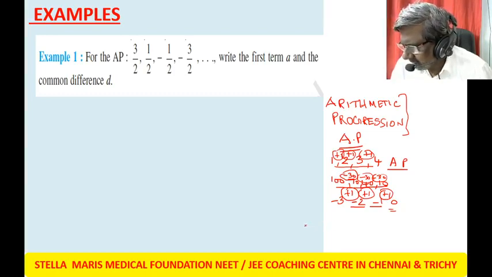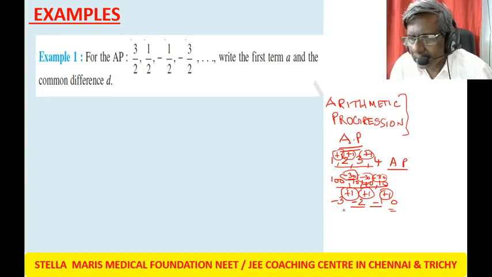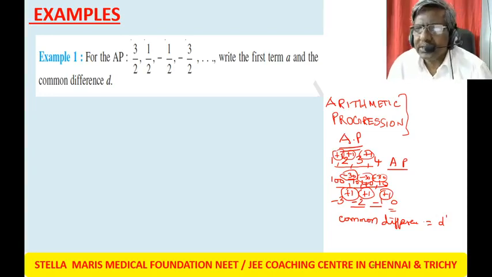We are adding a fixed number to the preceding terms, and we are getting the series. The fixed number, plus 1, minus 30, is called the common difference, because it is very common. The common difference is denoted by D. The D can be either positive or negative, or even 0.